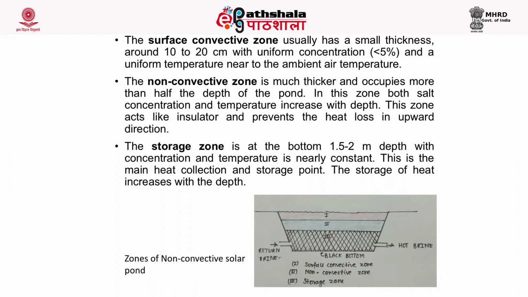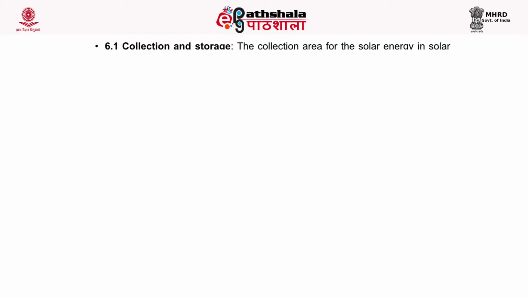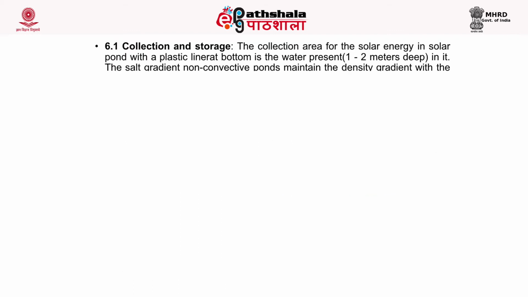In the storage zone, that is at the bottom, at 1.5 to 2 meter depth, the concentration and temperature are also nearly constant. This is the main heat collection and storage zone, that is the third zone, the storage zone or the lower convective zone, and the storage of heat increases with depth. So you can see in this figure the return of brine as well as the hot brine being produced. What is the principle of the non-convective solar pond?